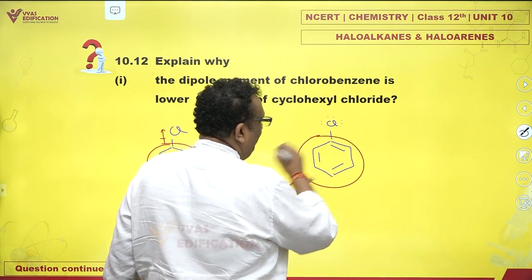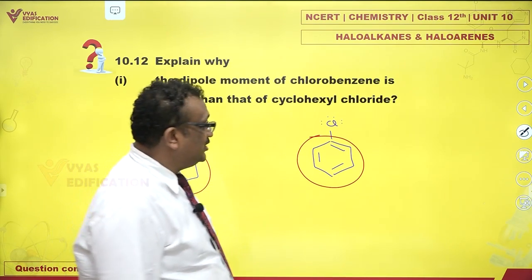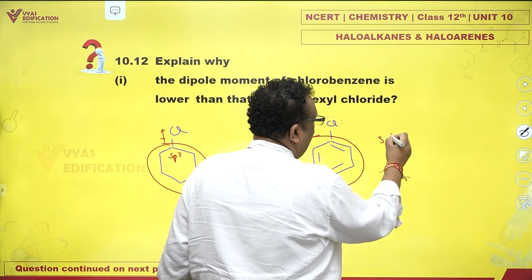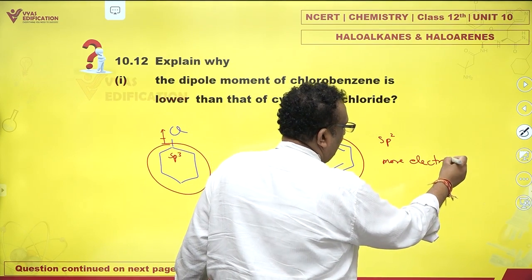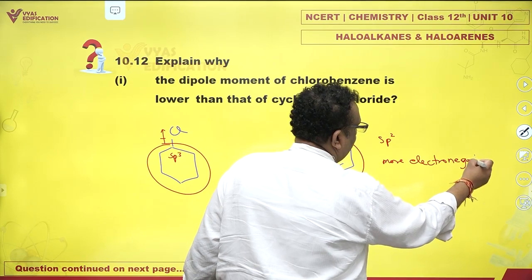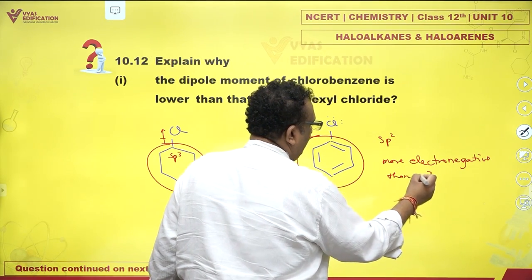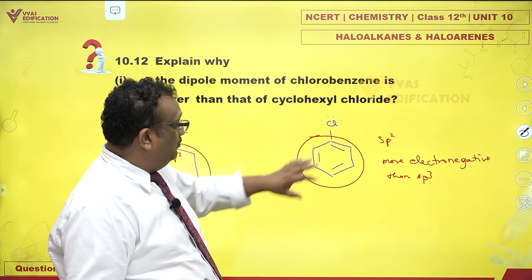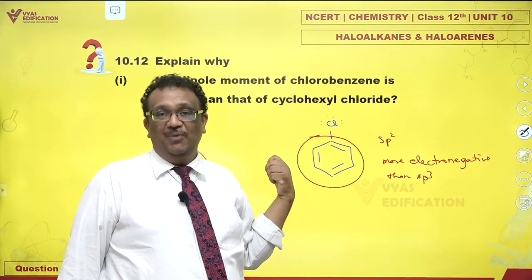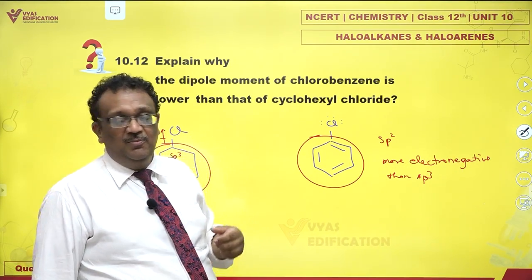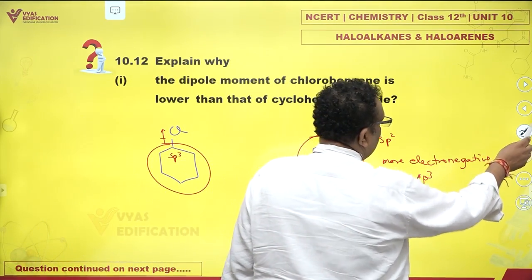When you look at the benzene ring, there are two problems. Number one, carbon is sp2 hybridized. sp2 is more electronegative than sp3. So the benzene ring will not allow the electrons to be taken away very easily by the Cl atom. That is the first problem. So that reduces the dipole moment. Fine. Anything else?